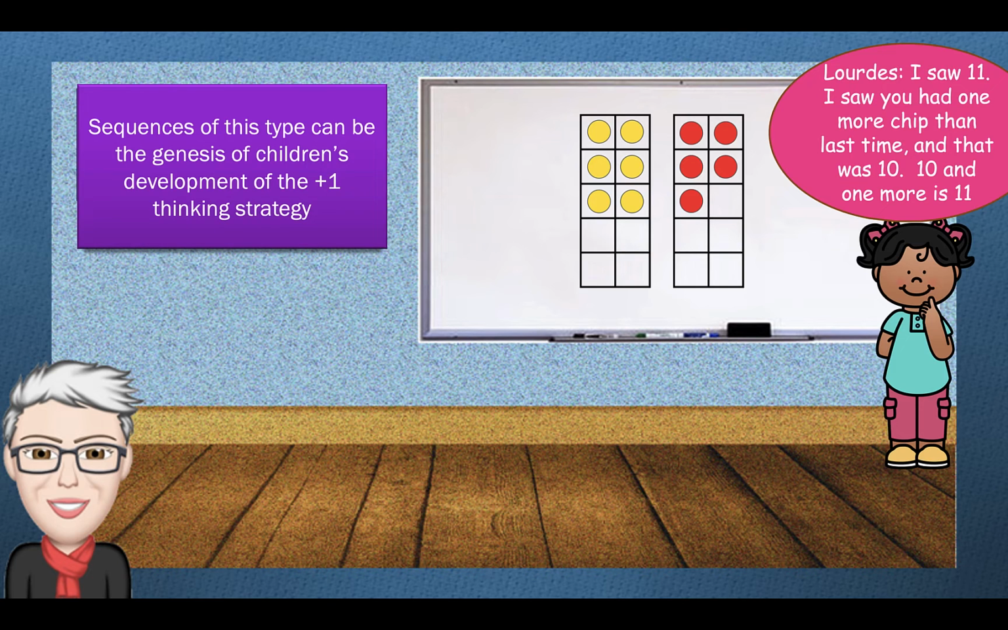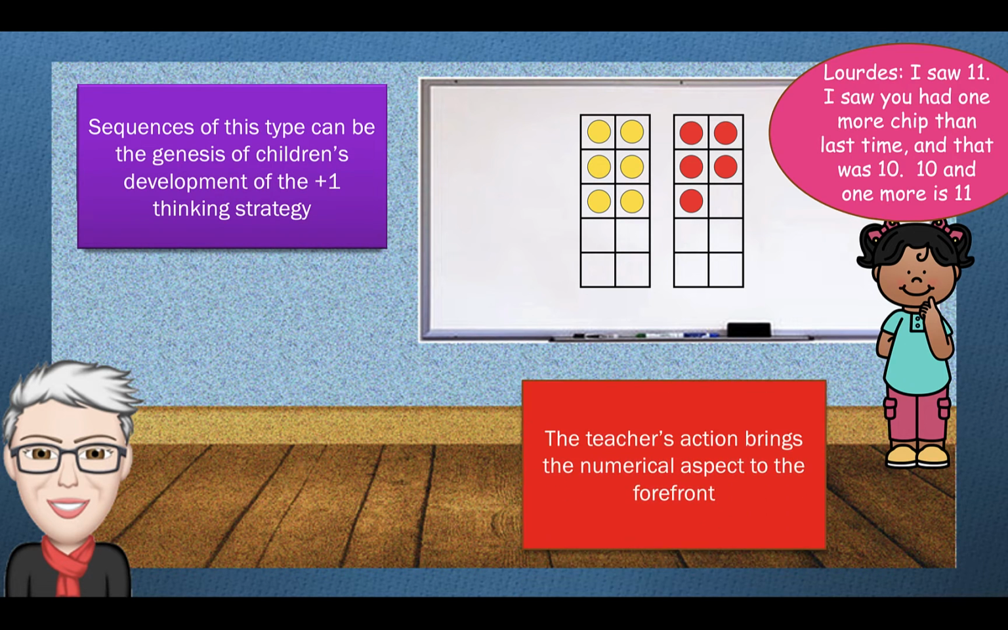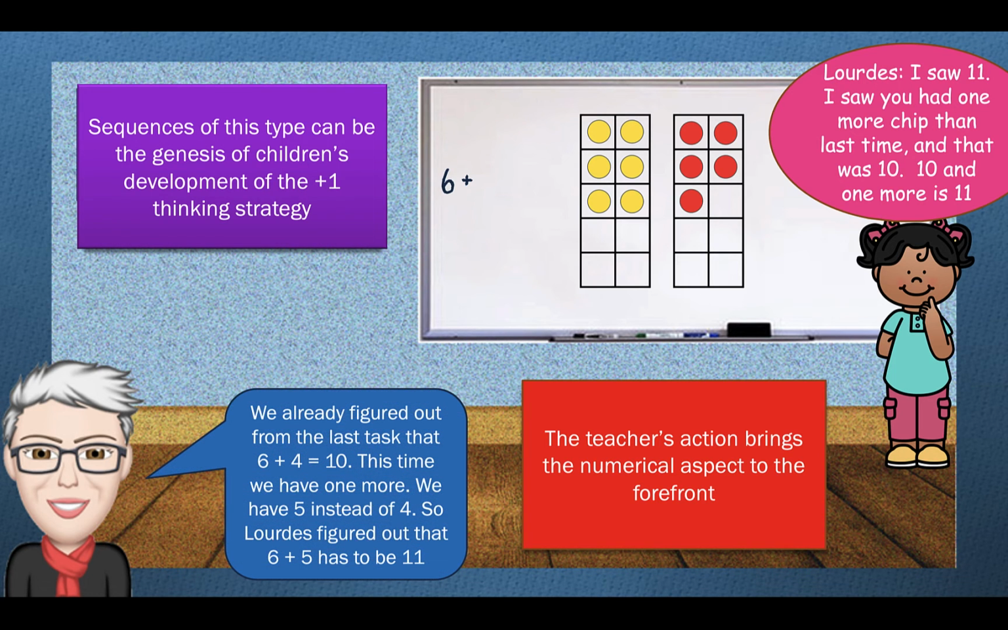However, the teacher's recasting of Lourdes' answer brings the numerical aspect to the forefront. In fact, the teacher might write the number sentences 6 + 4 = 10, so 6 + 5 = 11, while saying, well, we already figured out from the last task that 6 + 4 = 10. This time we have one more. We have 5 instead of 4, so Lourdes figured out that 6 + 5 has to be 11.